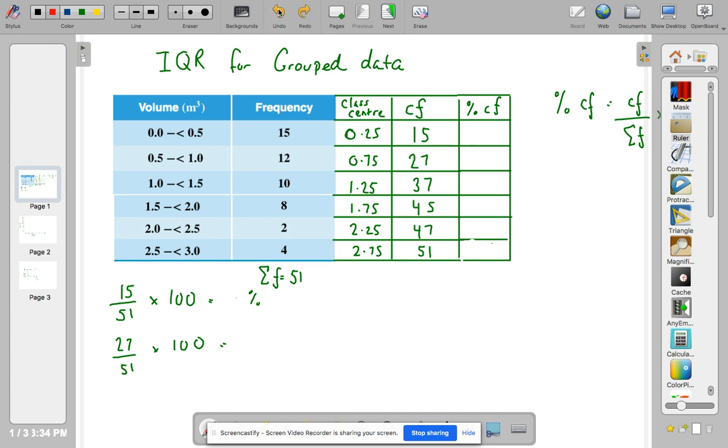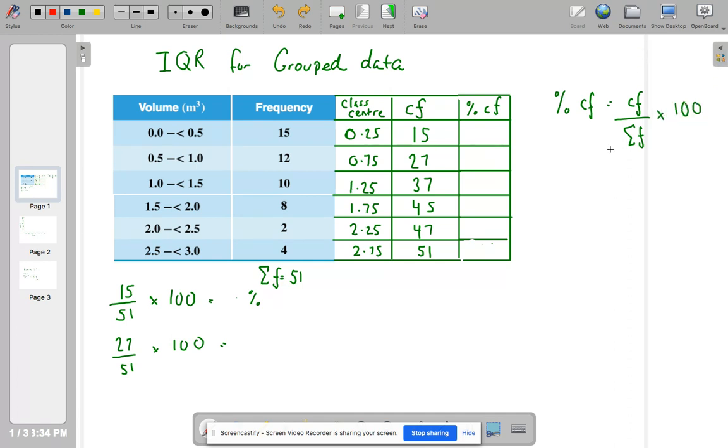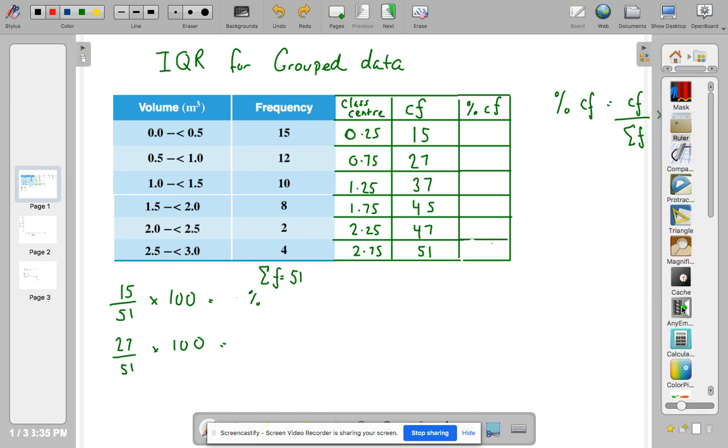All right, so once you've got cumulative frequency, then you'll need percentage cumulative frequency, which is this column. And I've got a little formula here for percentage cumulative frequency. It's cumulative frequency divided by the sum of the frequencies, which is this column added up to 51, times 100. So for the first one, I'd go 15 divided by 51 times 100. Okay, and if we do that on the calculator, just get a calculator over here.